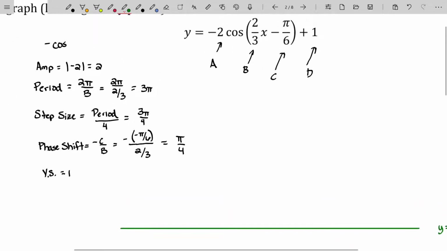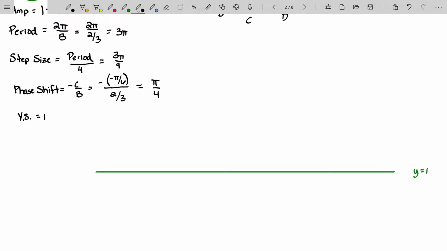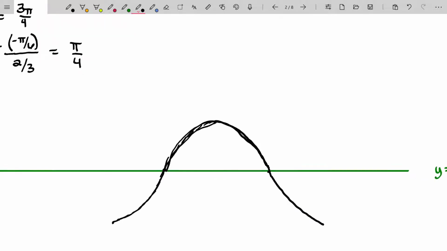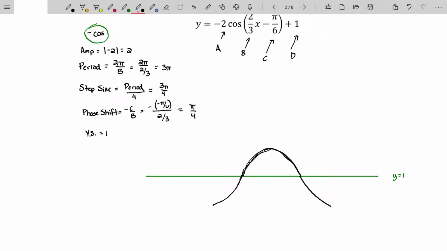Then I graph the base function, negative cosine. So it's an upside down cosine. I'm going to pause so I can get it clean. That's somewhat clean. It's not the best in the world, but it is an upside down cosine function. So I've done the vertical shift, and I've dealt with that upside down cosine.